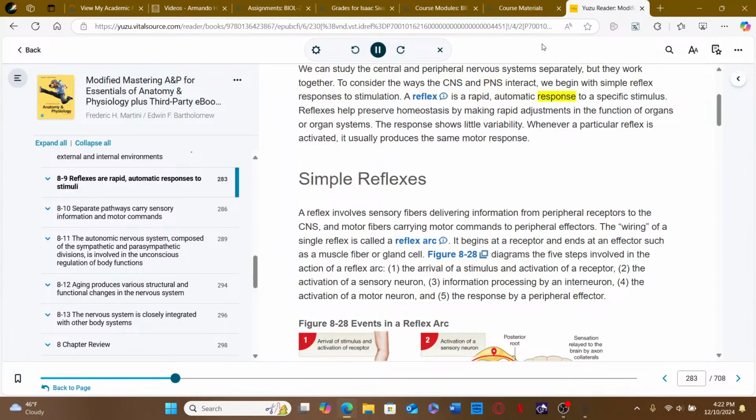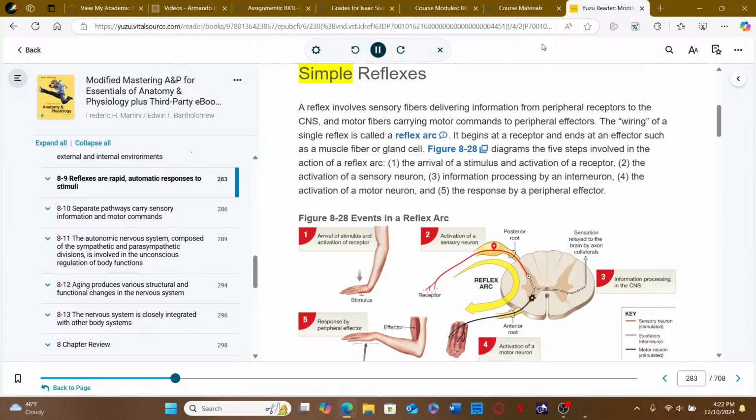A reflex is a rapid, automatic response to a specific stimulus. Reflexes help preserve homeostasis by making rapid adjustments in the function of organs or organ systems. The response shows little variability. Whenever a particular reflex is activated, it usually produces the same motor response.